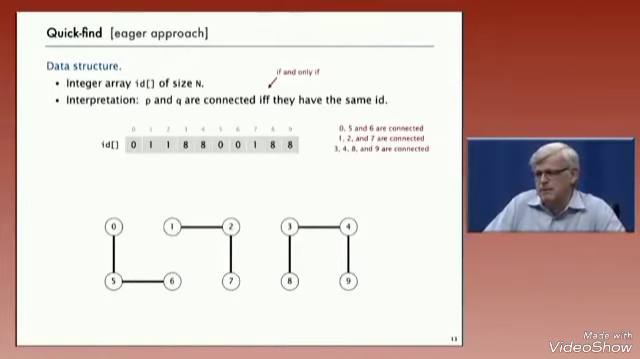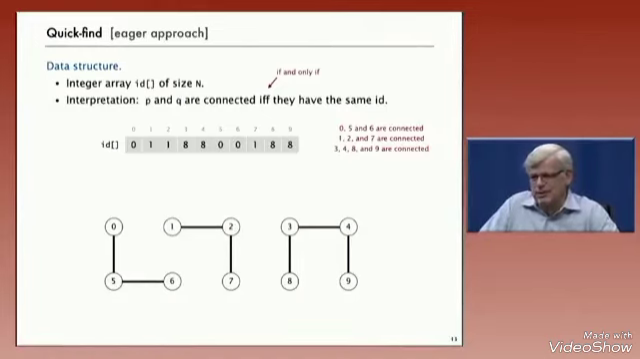So for example, in this example with our 10 objects, the ID array that describes the situation after 7 connections is illustrated in the middle of the slide, so that at this point 0, 5, and 6 are all in the same connected component because they have the same array entry 0. 1, 2, and 7 all have entry 1, and 3, 4, 8, and 9 all have entry 8. So that representation shows that they're connected.